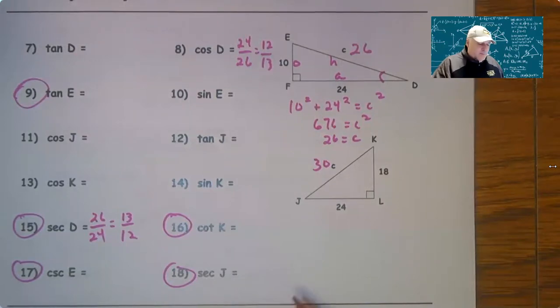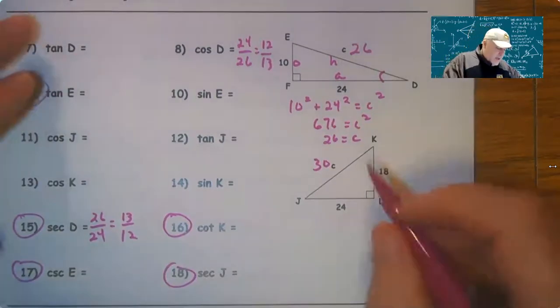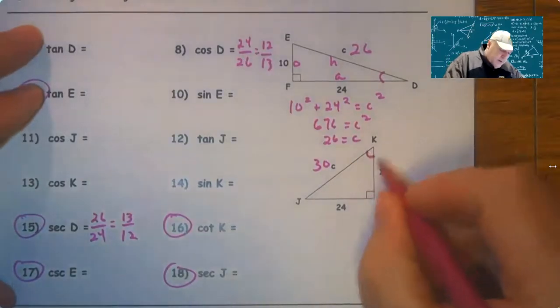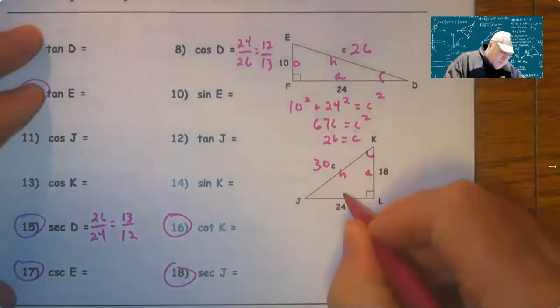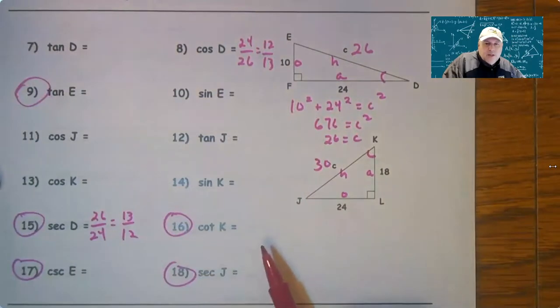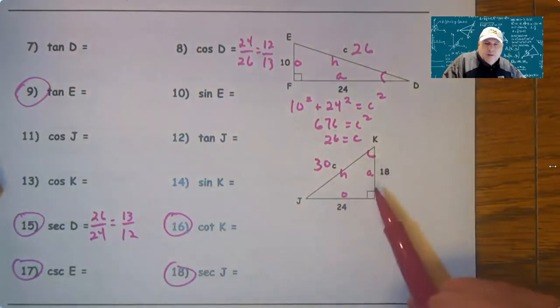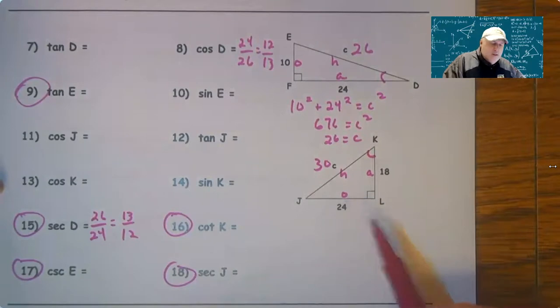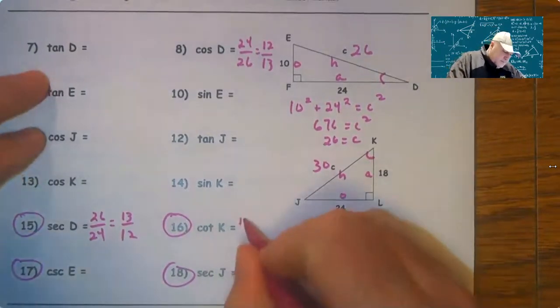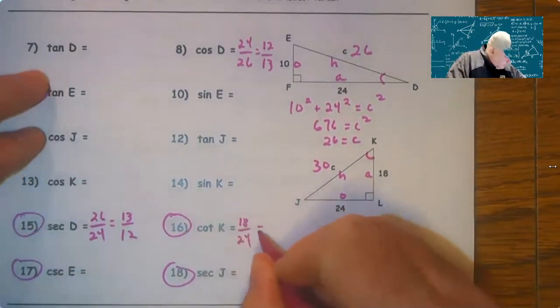Looks like we're switching angles here. So K is here. Okay, so cotangent is the flip. So OA would go to A over O, 18 over 24, which is 3/4.